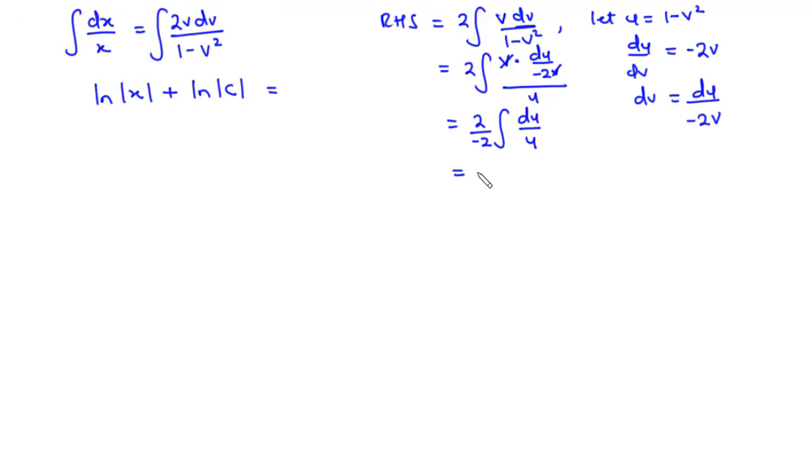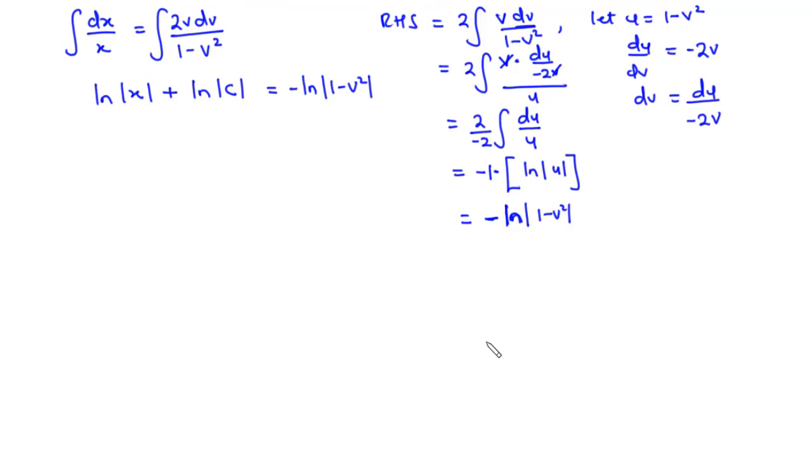So this goes to negative 1 times, when you integrate du over u, then you have ln of the absolute value of u. So this becomes negative ln of, we have u to be 1 minus v squared. So you have negative ln of absolute value of 1 minus v squared. So that appears on the right hand side.